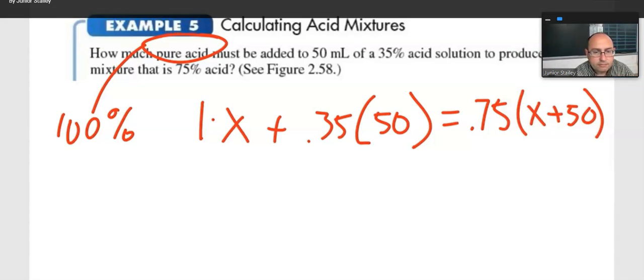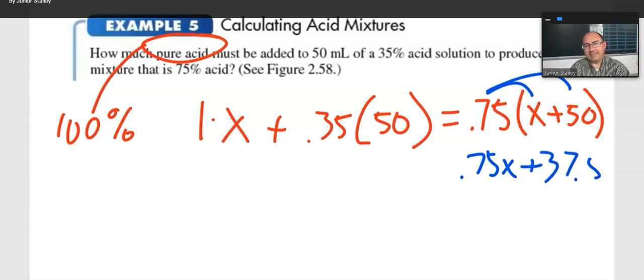The biggest challenge was changing the science story problem into something you could work with. So 0.75x plus, is that going to be 37.5? Am I right there? 50 times 0.75. 37.5. Yep. Okay, and on the other side, that would be 17.5 plus x.